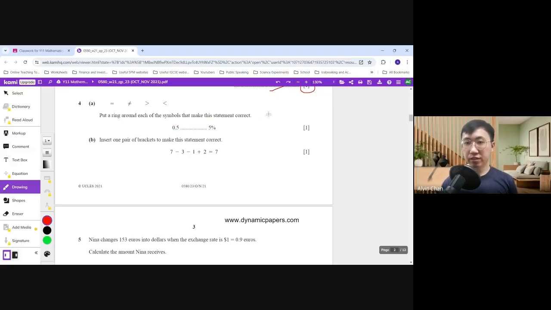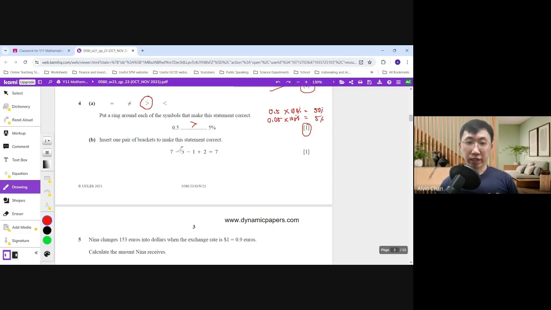0.5 is 50%. How did I know? If you want to change anything to a percentage, you just times 100%, and that will lead you to 50%. If you want to know about 5%, 5% is actually 0.05, because 0.05 times 100% is 5%. So you must remember 5% is 0.05. So for this question, I'm going to put a ring on larger, right? Why do they give this though? Perhaps this answer is also accepted, but I will prefer this one.